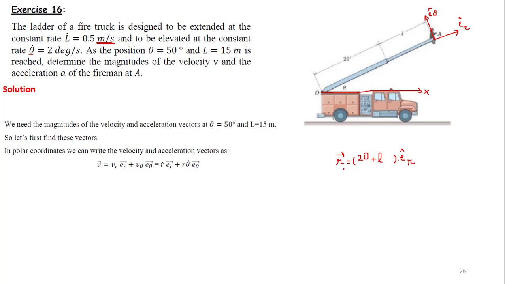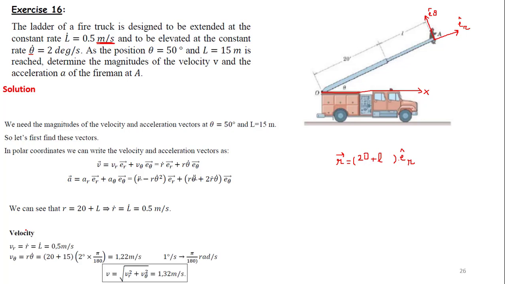Can we find R dot? So R dot is equal to d over dt of this quantity. We can see that R is equal to 20 plus L. So R dot is equal to L dot, which is equal to 0.5 meter per second. Theta dot, do we know theta dot? Theta dot is equal to 2 degrees per second.